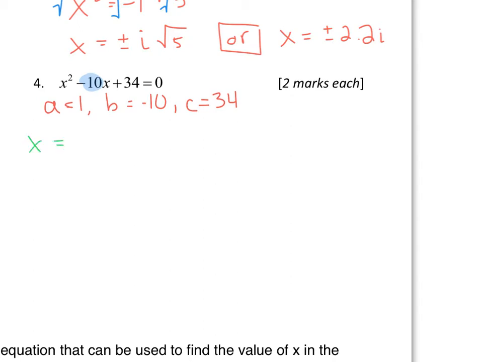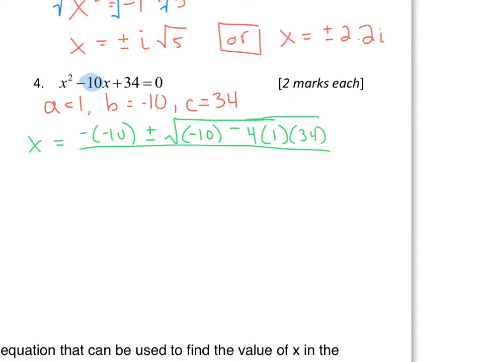X equals negative b, negative 10, plus or minus the square root of b squared, which is negative 10 squared, minus 4, times a, which is 1, times c, which is 34. Let's continue that radical for a little bit there. Divided by 2a, which is 2 times 1. All right, now that we got everything set up, I'm just going to do that simplification again. So x equals negative 10 is a positive 10, plus or minus.